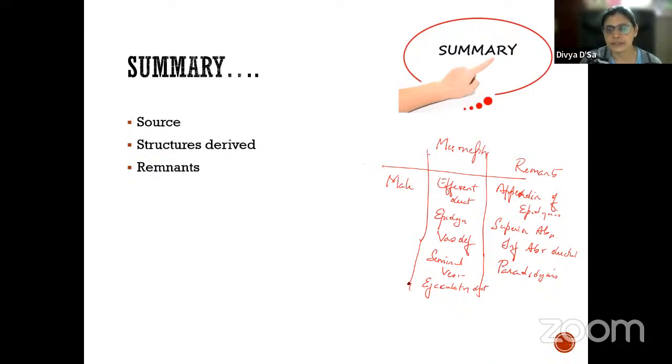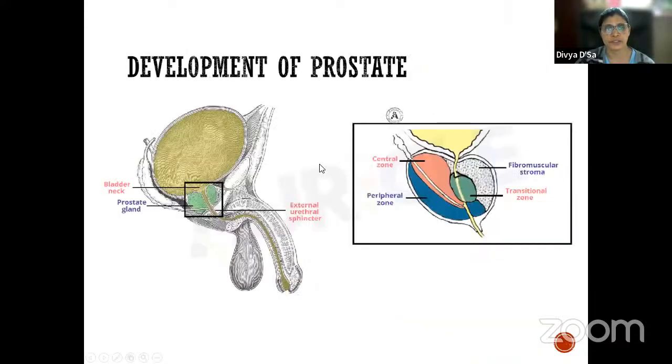The paramesonephric duct in males completely disappears, doesn't form anything. And the remnants form only two structures. One is the appendix of the testis, and it also forms the prostatic utricle. Okay, so this is very important. You can make the list and write it. It is commonly asked as a 3 mark or 5 mark question.